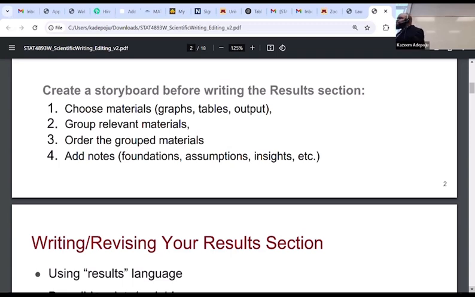Should I talk about graphs? Should I talk about output? Okay, then another thing you should do is order the grouped materials. Do that in a systematic way, and don't forget to add notes and so on like that.